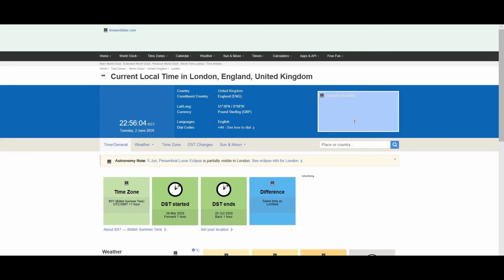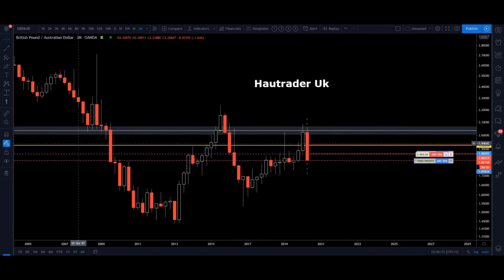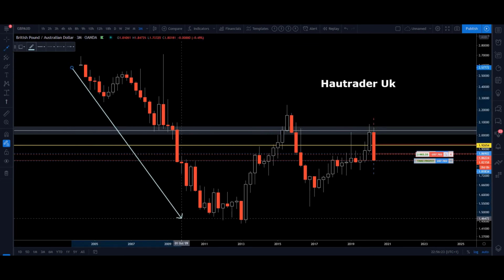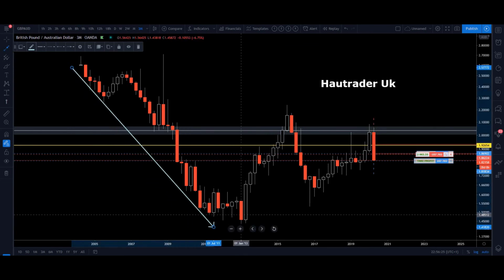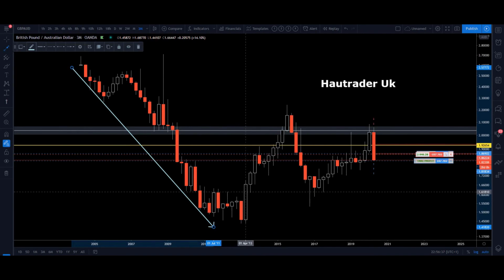Now, the pair that I'm going to talk you through is the British pound Aussie dollar, and here we are on the 3-month chart of that pair. Now, quick recap. We saw this downtrend. Remember, this is a 3-month chart, so each one of these bars represents a 3-month period. So this is all the way back in 2004, just to give you some perspective. Price impulsively moved down in this downtrend for years and years and years.